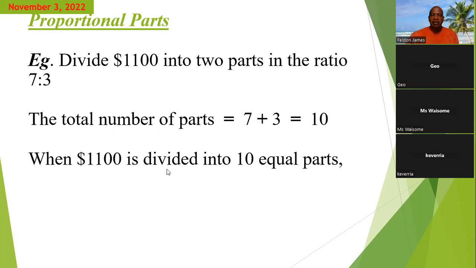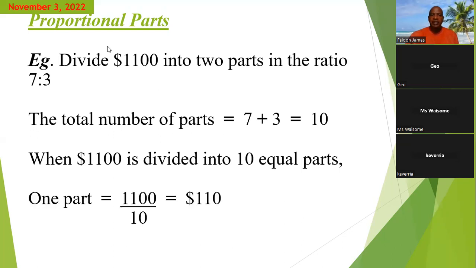So 1 part would be equal to 1,100 divided by 10. So if you share this into 10 equal parts, then 1 part out of 10 would be just $110. Now, because the share has 7 parts to 3 parts, and this is only for 1 part, if you want to know how much you will get for the 7 parts, then we'd have to times this amount by 7, and that now would give you the 770.